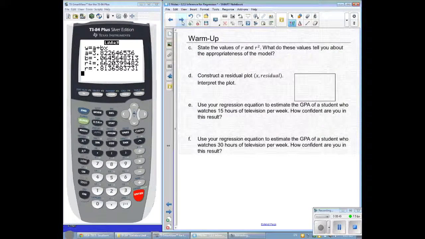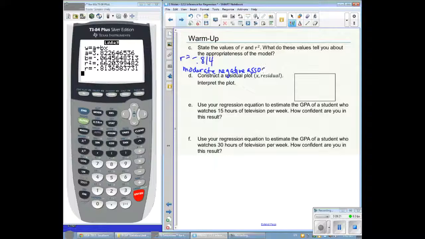Okay. The next thing you're asked to do is to state the values of r and r squared and then describe what they mean. So in this case, r is negative 0.814. And so r, what does that tell us? The correlation coefficient describes what? The strength and direction, which is pretty much what we were describing in that very first sentence. This tells us that there's going to be a moderately strong or moderate negative association.